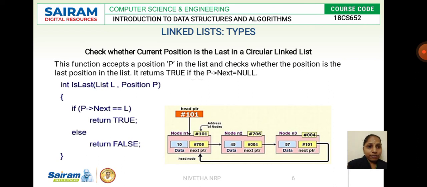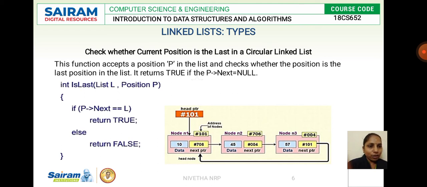Now this is the function to check whether the current position is the last node in the circularly linked list. The function is IsLast. In the list L we check the position, the current position, to see whether it is the last node or not. If P of next, position of next, is equal to L, then it returns true: the current position is the last node in the circularly linked list.